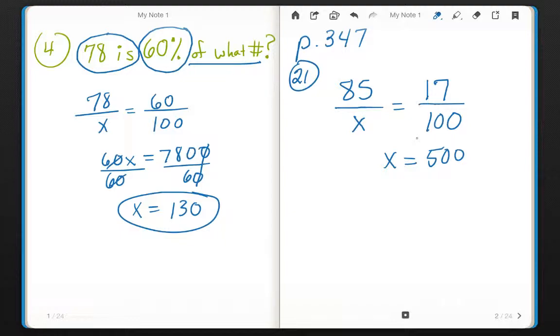Any questions? So to summarize, what's the percent proportion that we use? Cross products. We use cross products to solve it, but what's the part we need to have memorized? Is over of equals percent over 100. When do we use that? All the time. For every problem? No.